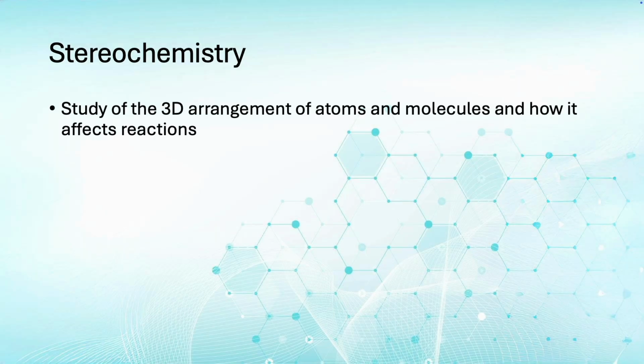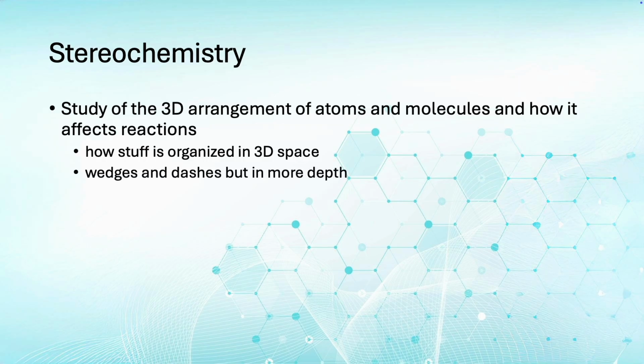Stereochemistry refers to the branch of chemistry concerned with the three-dimensional arrangement of atoms and molecules and the effect of this on chemical reactions. In other words, by studying stereochemistry, we study how stuff is organized in 3D space. We already know how this works, the wedges and dashes we've been drawing. In this chapter, however, we will really focus on how these wedges and dashes are organized and what they really mean. Here's an example of why this chapter is so important to the study of organic chemistry.